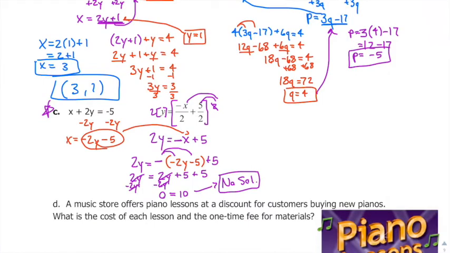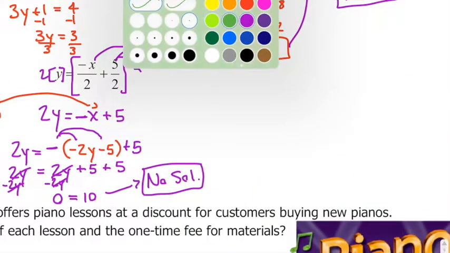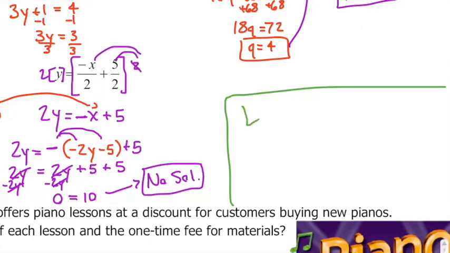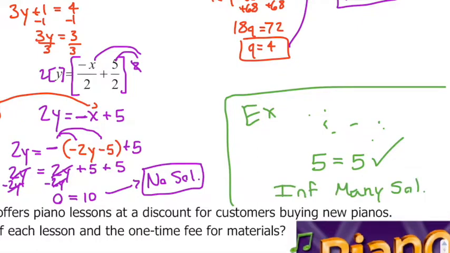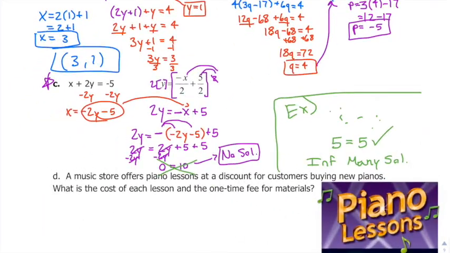Now, for example, I can't remember if we do see one like it eventually, but let's play the what-if game. Let's say we're working out a problem and we get something like 5 equals 5. If we get something that's true right there, then this has infinitely many solutions, because it's not a contradiction. Over here, the 0 equals 10, that was a contradiction. That's why we said no solution. So be kind of looking out for those things.